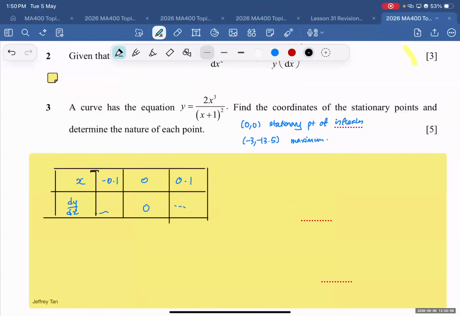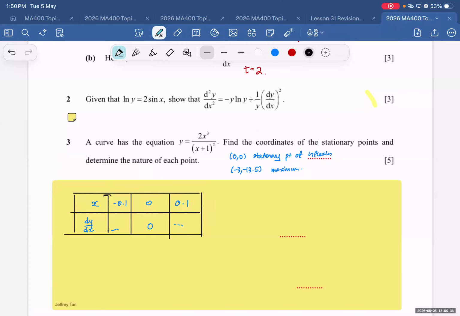Can you check again? Who do you sub into? You sub into the dydx, not the y. From the way it seems, you are subbing into the y and not the dydx. We are supposed to sub into the dydx. That's why it's called the first derivative, because you are checking the gradient. You're not checking the y value.